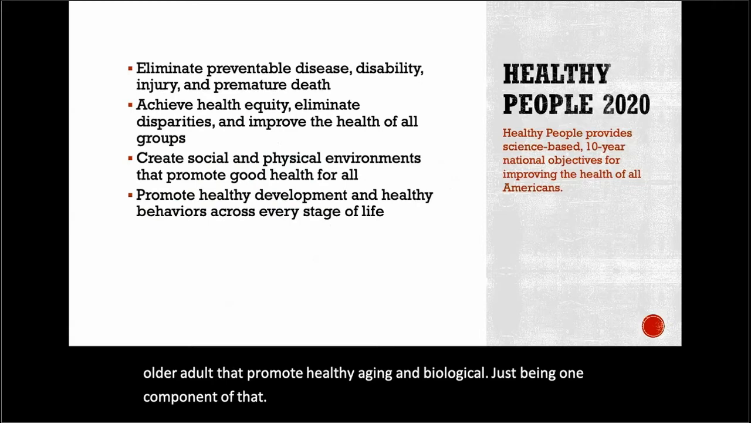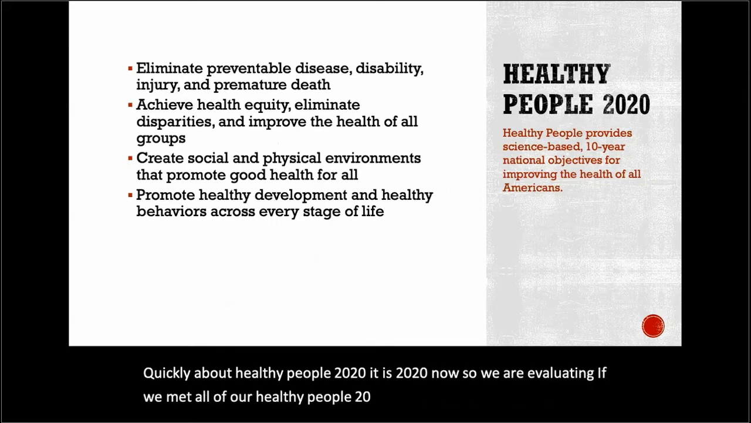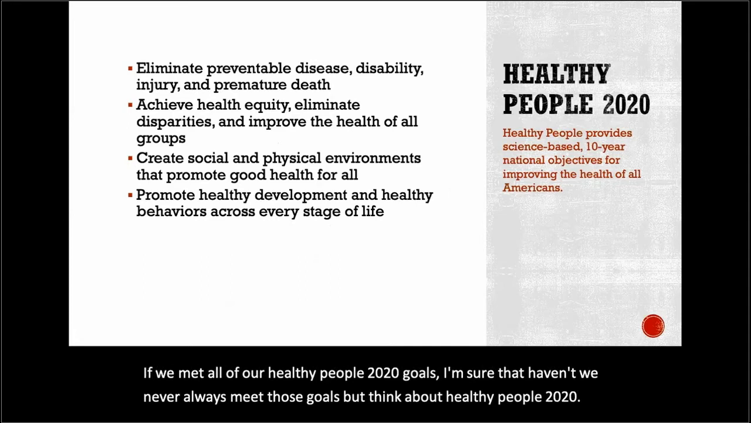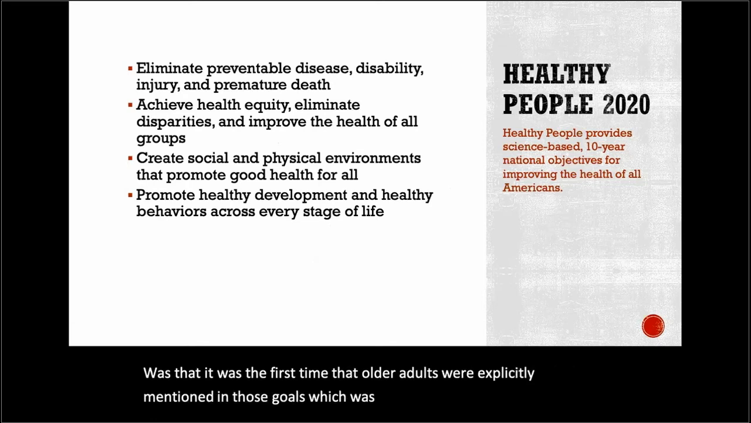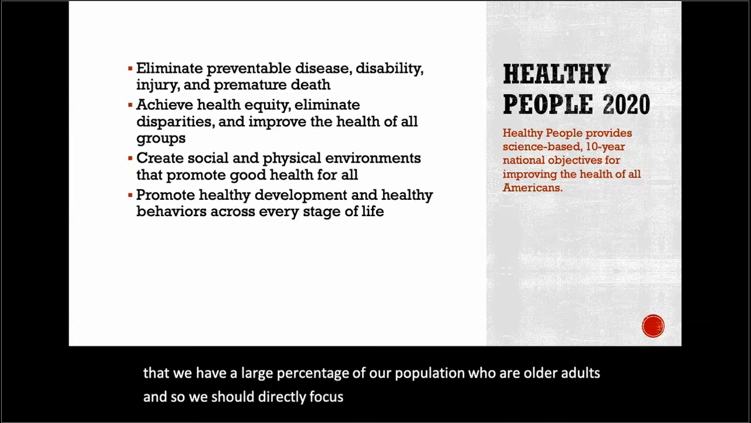Quickly about Healthy People 2020. It is 2020 now, so we are evaluating if we met all of our Healthy People 2020 goals. I'm sure that we haven't. We never always meet those goals, but the thing about Healthy People 2020 was that it was the first time that older adults were explicitly mentioned in those goals, which was definitely a step forward, because we know that we have a large percentage of our population who are older adults. And so we should directly focus on improving the health and wellness of that population.